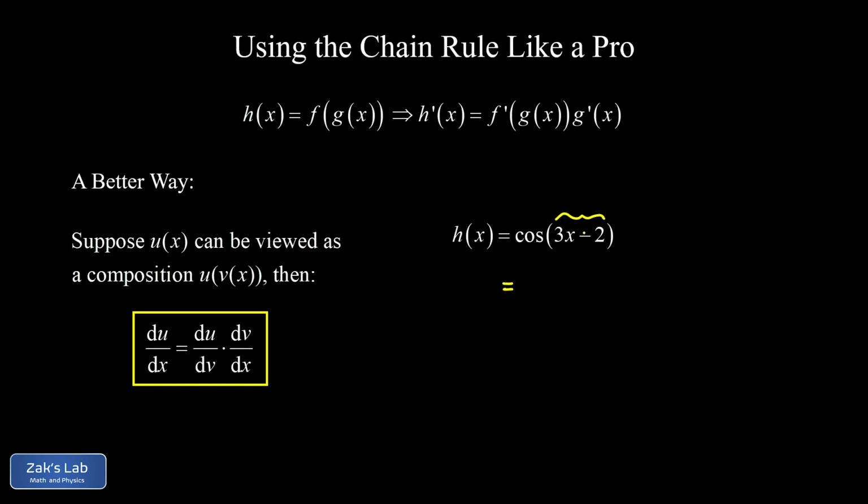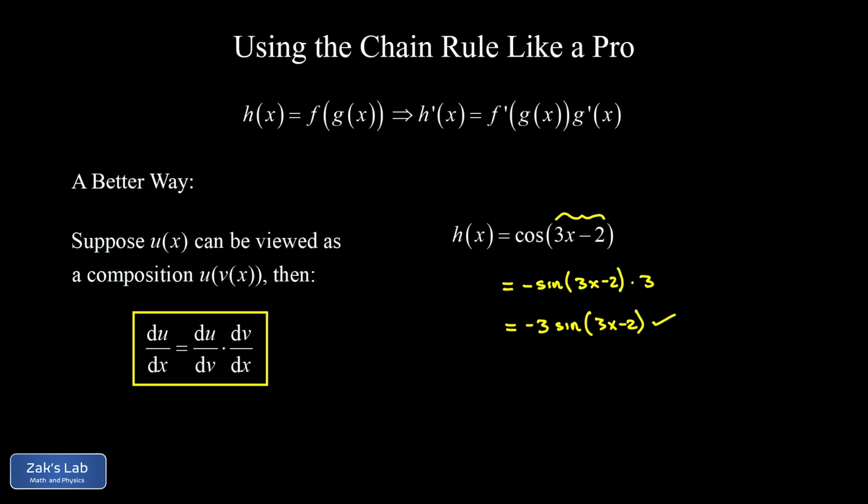So I treat the 3x minus 2 like it's just a single variable, and the derivative of cosine is negative sine of that variable. So that's the first step in the chain rule, and then I need to tack on the derivative of that inner function with respect to x. So the derivative of 3x minus 2 is just 3, and I tack that on. And I'll move the 3 out in front just to be polite, and I get negative 3 sine of 3x minus 2, and we're done. So already we're seeing this is far more efficient.